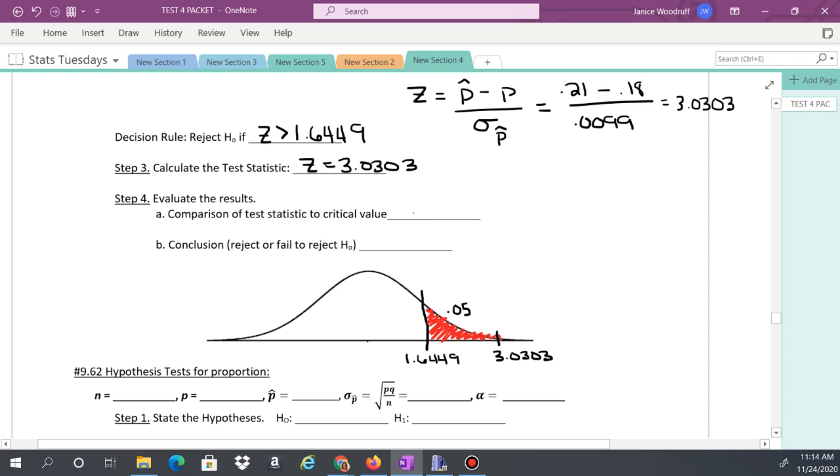Okay, so we compare it. We say 3.03 is greater than 1.64. So we will reject the null hypothesis, which means we have reason to conclude that more than 18% of people prefer to buy generic instead of name brand.